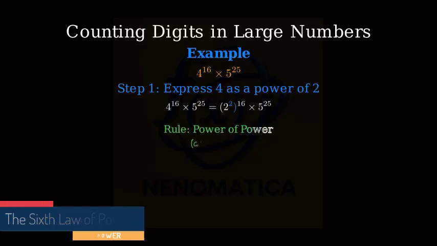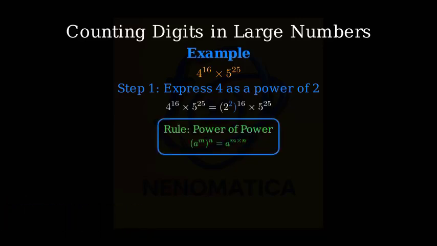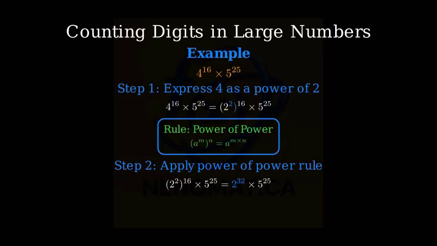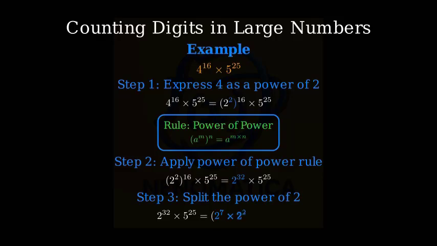Now, we'll use the power of power rule, which states that when we have a power raised to another power, we multiply the exponents. So, 2 squared to the power of 16 becomes 2 to the power of 32. For the next step, we'll split the power of 2 into the sum of 7 and 25. So, 2 to the power of 32 becomes 2 to the power of 7 times 2 to the power of 25.